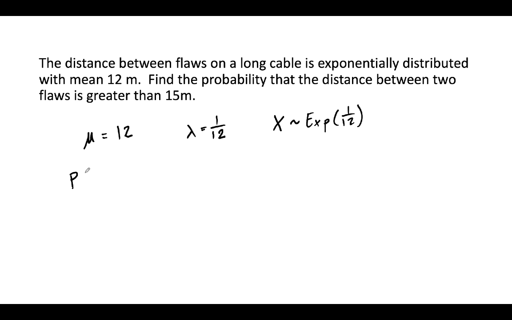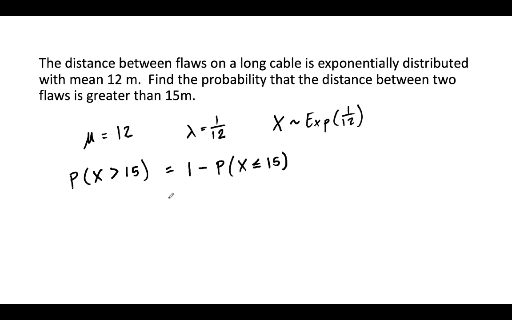Okay, so the probability that the distance is greater than 15 meters. What's that saying? That's saying we want to find the probability that x is greater than 15. Now note, we have the cumulative distribution function, so we can find the probability that x is less than something using that. So one step we can make here is change this into 1 minus the cumulative distribution function for 15. These things are complements, so we take the probability that's less than 15 away from 1, and we'll get the probability that's greater than that.